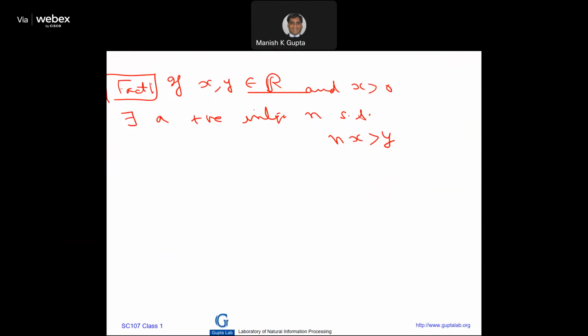If x and y are two real numbers, of course x is positive, so right of the zero, there is a positive integer n such that n times x will be greater than y. So it is saying that if this is 0, this is x, suppose, and this is y, then we can find an integer n such that n times x will be bigger than y. Which is a very obvious fact. You use it, but can you prove it?